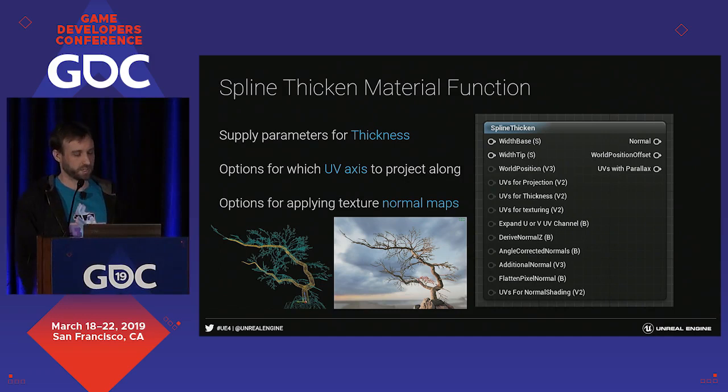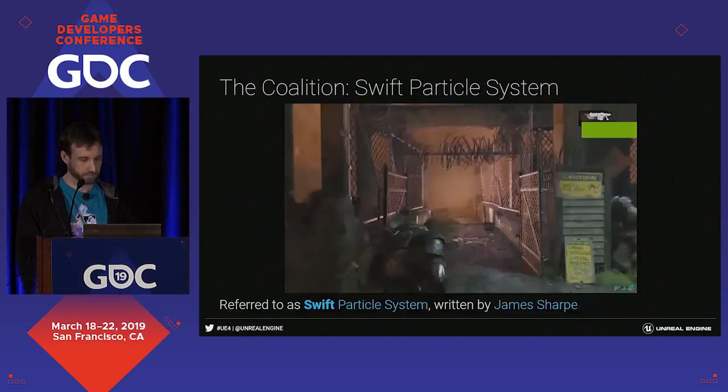The material function itself looks a little bit daunting, but you really don't need to use most of those inputs. The biggest ones you really want to specify are the thickness parameters, and that will usually vary from the base to the tip using the UV-Y gradient or X, depending on which option you choose to project along. And there's options for adding a normal map and how you want to transform that normal map.